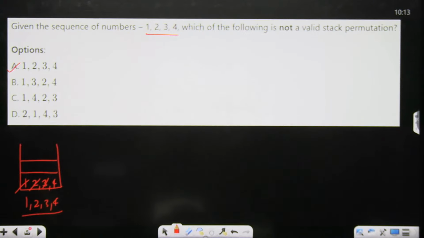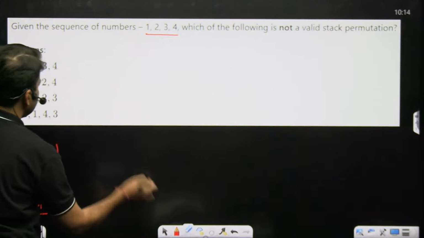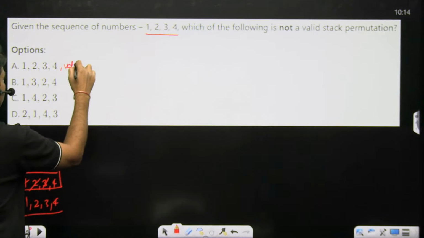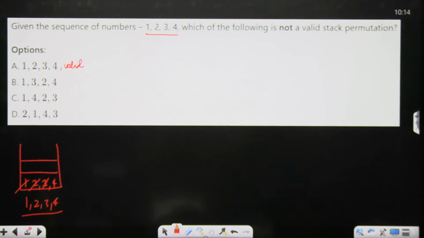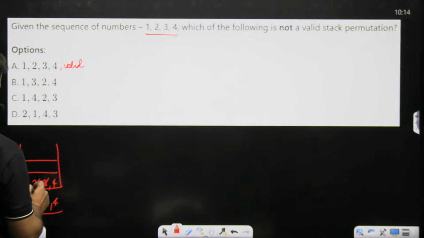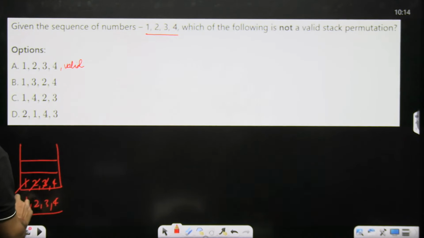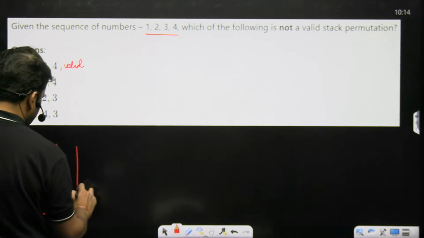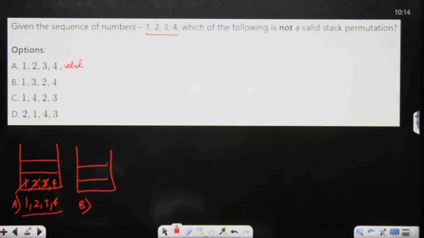What have you been asked? Not valid. So this is valid, it is not the answer. This is valid. What about 1 3 2 4? Is 1 3 2 4 possible? So this is option A. What about option B? In option B, 1 3 2 4.